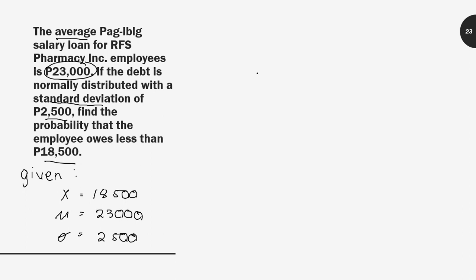Okay? So after nyo ma-list down lahat po ng given, the next step that you're going to do is to create a normal distribution curve. Para saan yan, sir? Para po ma-visualize nyo po kung ano po yung pinapahanap po sa atin. If you still remember the last topic na dinisscuss ko sa inyo about the standard normal distribution, parang ganun lang din po yung gagawin natin dito. But this time, hindi na po siya zero, yung magiging center nitong normal distribution curve natin. Since meron na po tayong given na mean, yun na po yung ilalagay natin na value.